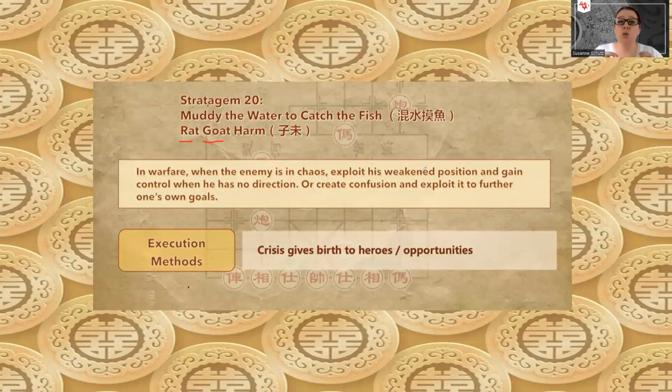So what you need to look out for, if you have this particular rat or goat harm in your chart, or just one of them, really look at the market and look at where the confusion actually lies. Where are people currently uncertain about what to do? And what can you bring to the table? How can you stand out and take a leadership position?